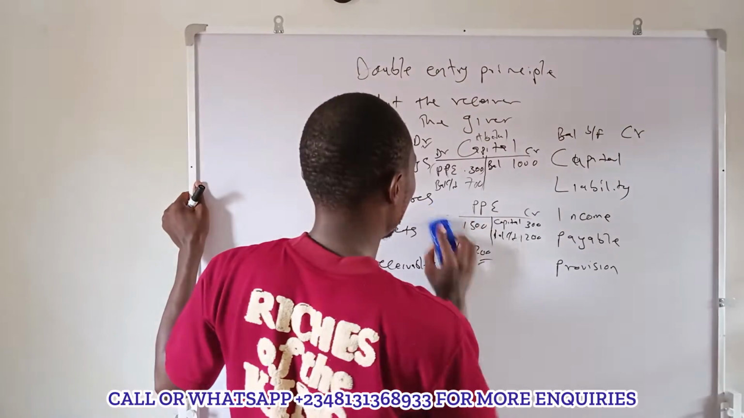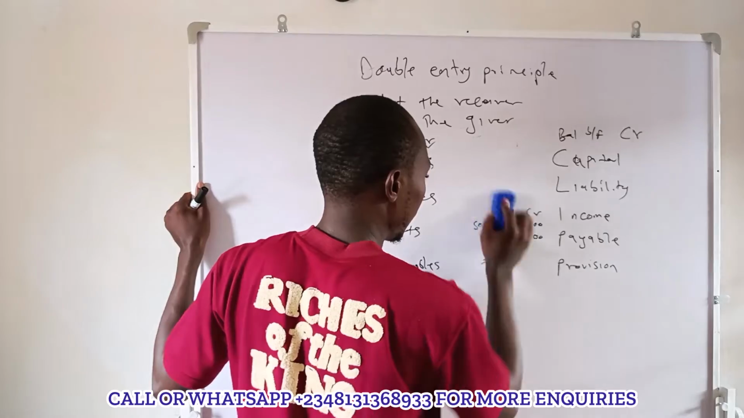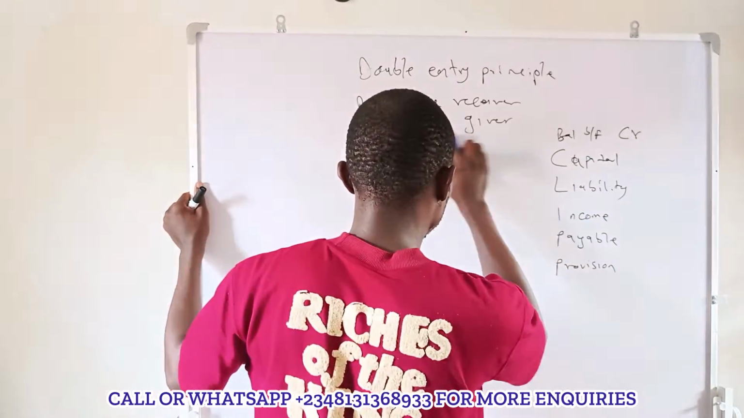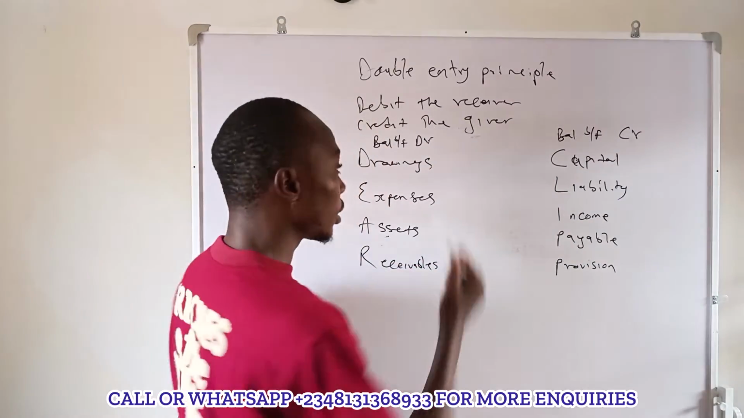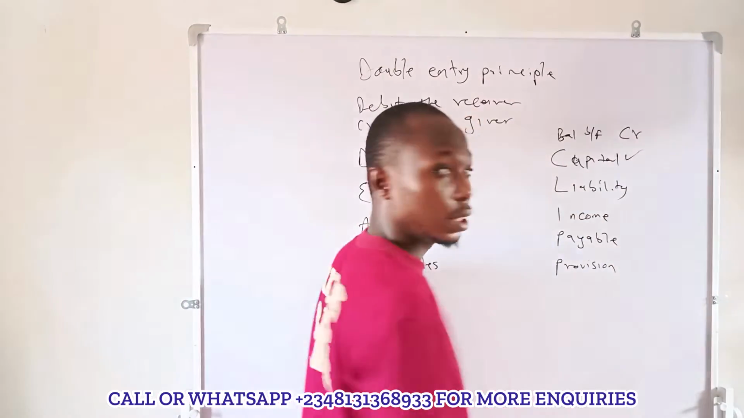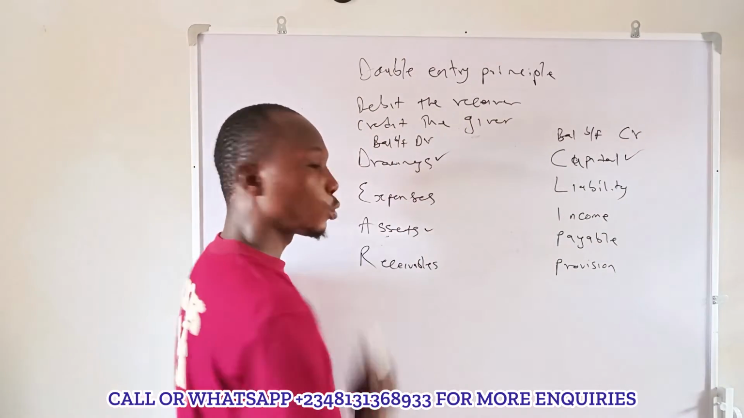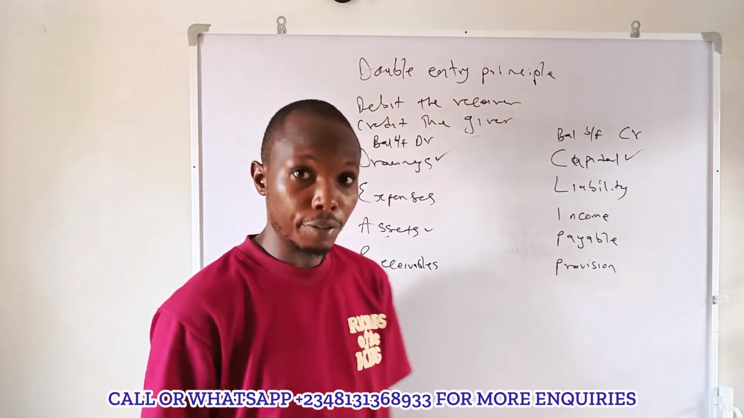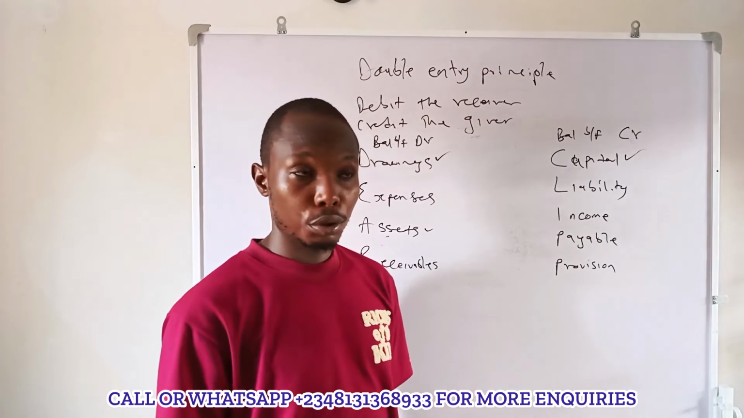Now let's hold on, it's going to be an interesting class. So we just treated drawings and capital with a little bit of asset. So let's now go to expense. Let's say we incur an expense worth 1.5, right? And this expense was incurred from the bank account. So what do we do?